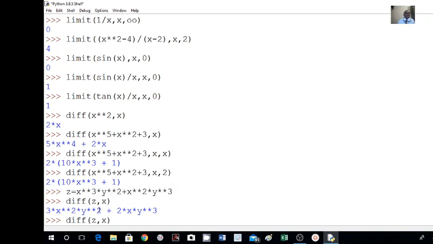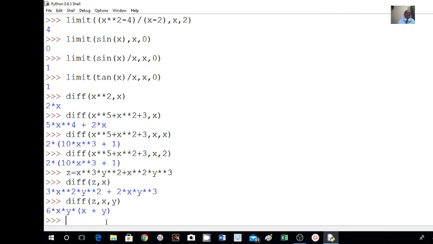Suppose I write z = 6xy into (x plus y), that is 6x square y plus 6xy square. First it is differentiated with respect to x, and again if I differentiate this z with respect to y, then what I am getting here will be 2 into 3, 6x square y, plus 3 into 2 is 6xy square. See, I am getting 6xy square. This is the first derivative with respect to x, next derivative with respect to y.